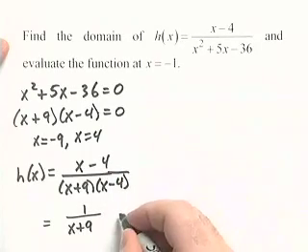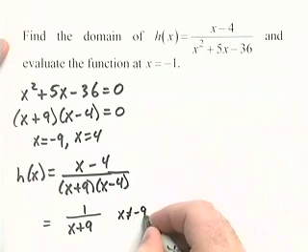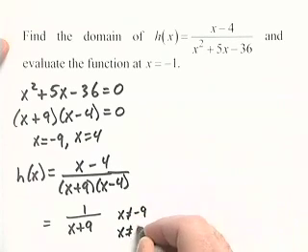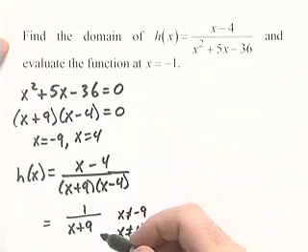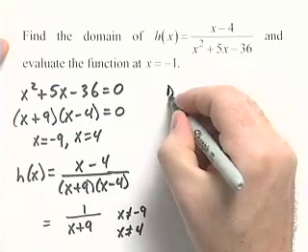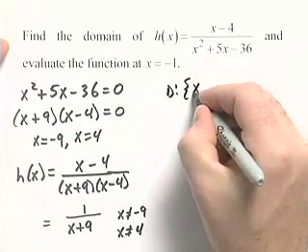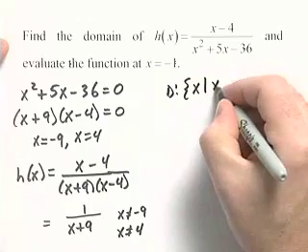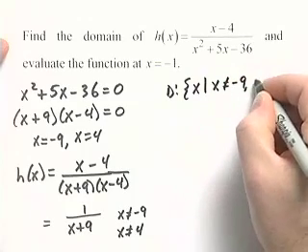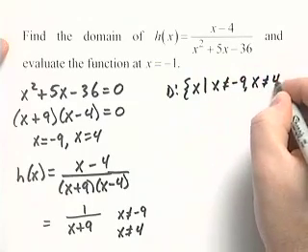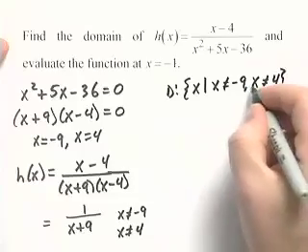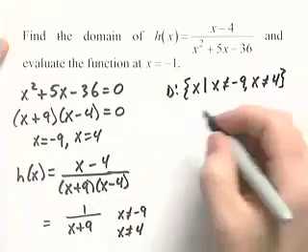So we still need our restrictions that x is not equal to negative 9 and x is not equal to 4, and then those two would be equivalent. So our domain is the set of all real numbers for x such that x is not equal to negative 9 and x is not equal to 4. We need to exclude both of those values, even though we can reduce this eventually.